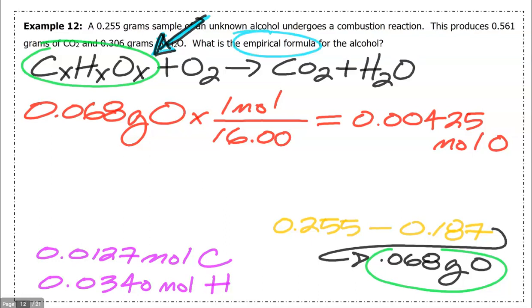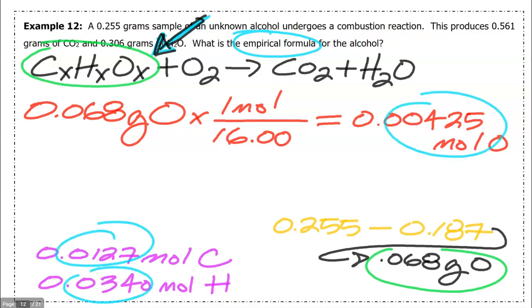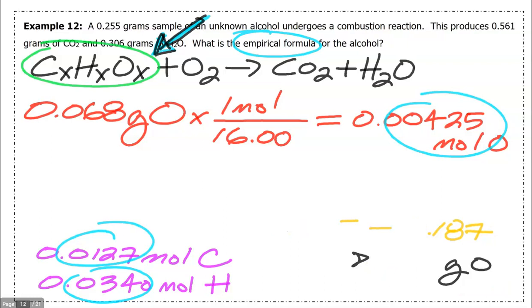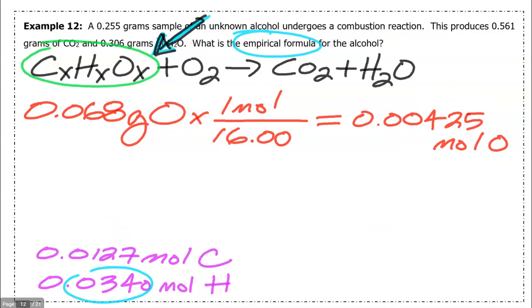So remember empirical formula: convert to moles, divide by the smallest. So if I'm comparing my values here, this one versus this one versus this one, the 0.00425 is the smallest. So we're going to end up dividing them all by the smallest value. So we'll clean this up real quick, and then we're going to do that. And then hopefully it'll give us some clean values that we can use for our final formula.